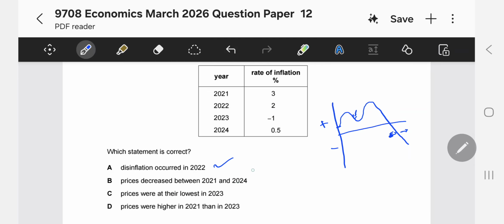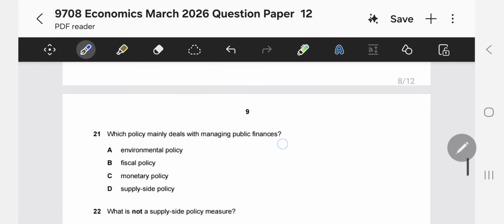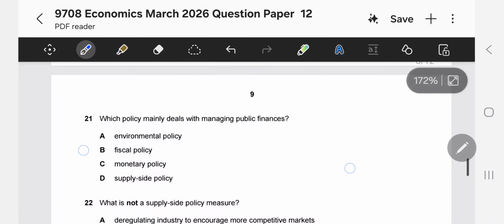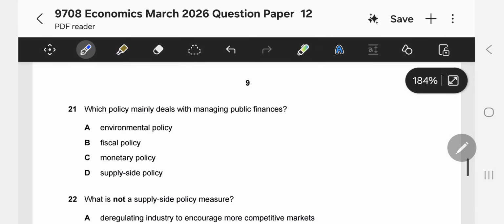Prices decreased between 2021 and 2024. Prices decreased? Probably not. Prices were at their lowest in 2023. No, that one is not true, because prices were still increasing, and they only decreased by -1, by the way. Prices were higher in 2021 than in 2023. That's not true. So the correct answer here would be A for question 20. Let's try 21. I'm going to make it bigger now because we have time.